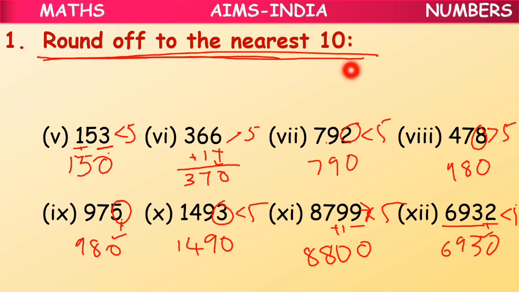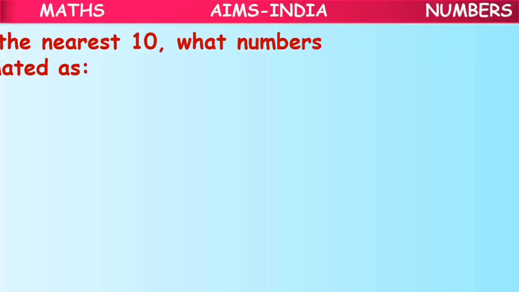For rounding of a number to the nearest 10, we look at the digit in the ones place. If it is less than 5, we round it down, and if it is 5 or greater than 5, then we round up. Moving to the next questions.